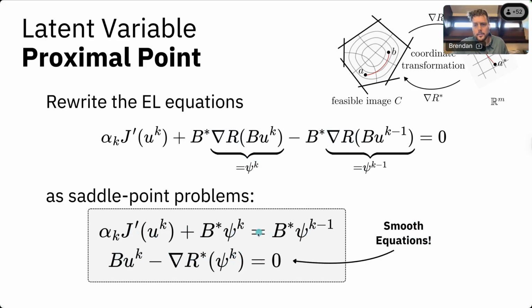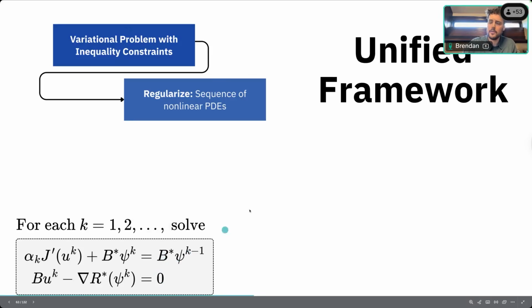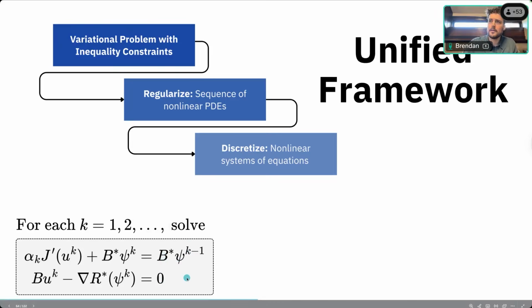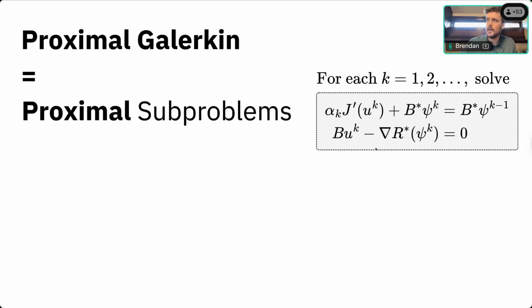And this is the thing we discretize. So you start with a variational problem with inequality constraints. You regularize it, you get a sequence of nonlinear PDEs. You use what is called Fenchel-Rockafellar duality to rewrite the PDE in saddle point form. And then you discretize that PDE in saddle point form. Because it's all done in a loop, these are proximal subproblems where the right-hand side depends on the previous solution.